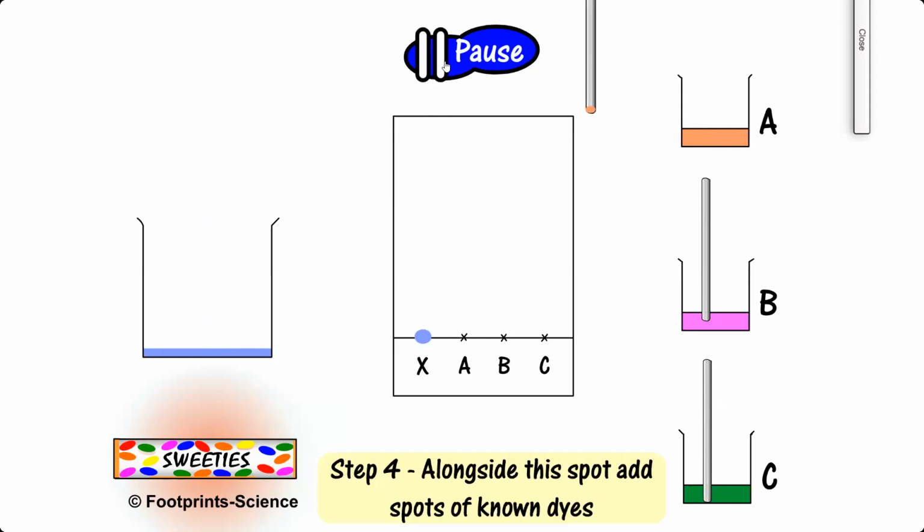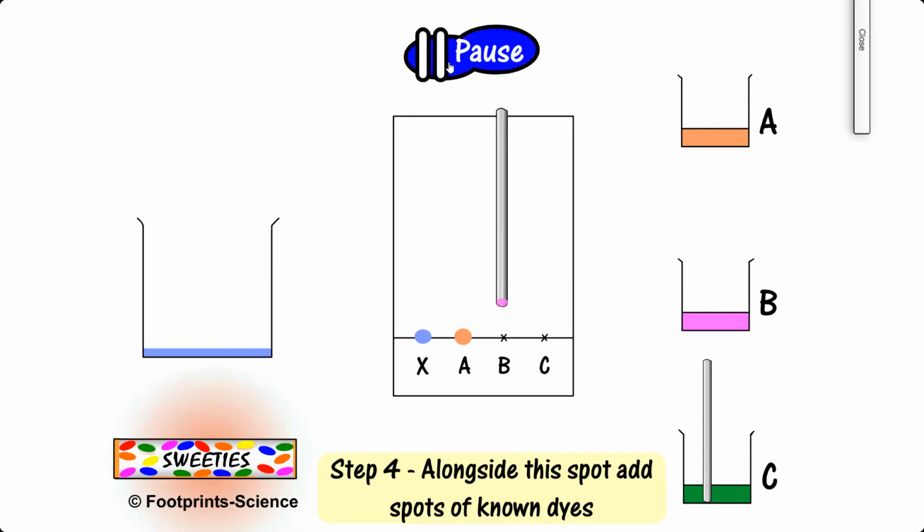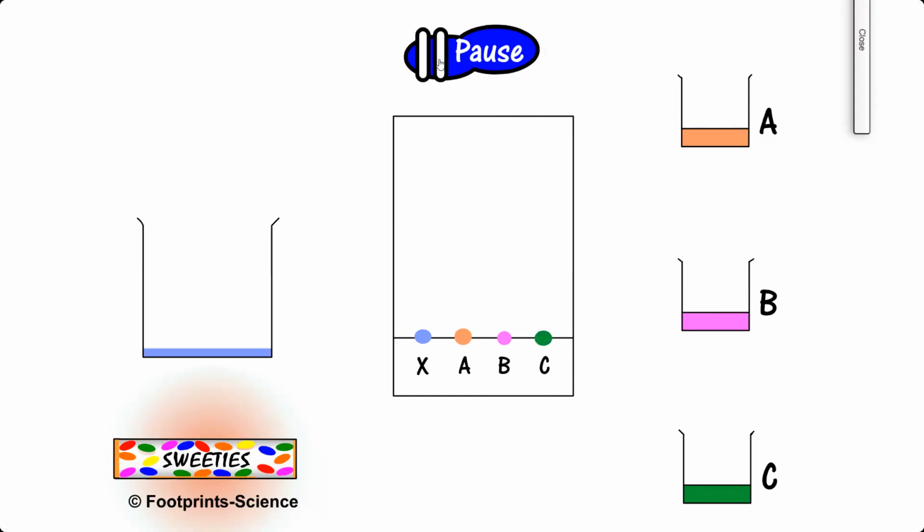Good. So the next step is now you use your different glass rod. Please take care, use a different glass rod, and place your known samples or your known components or your known dyes onto their various or respective spots, A, B, and C. All right. So that's B there, and you have your C, okay?